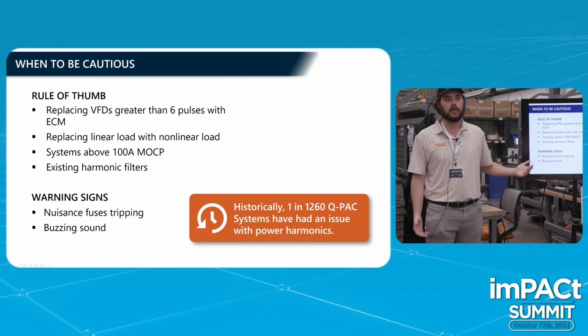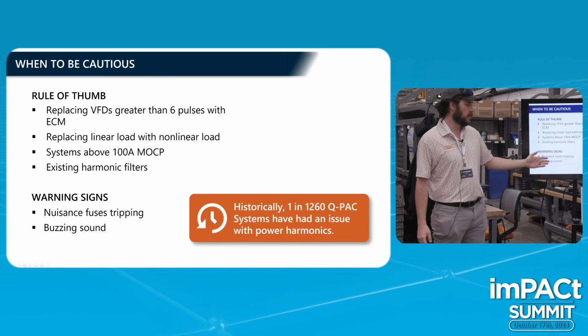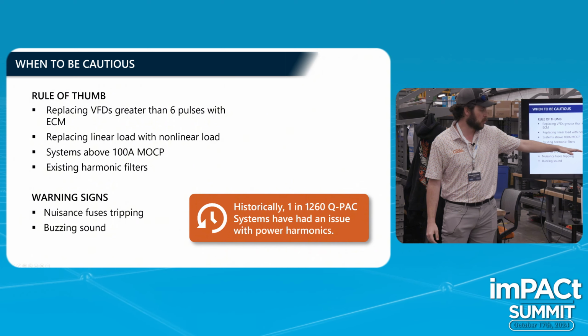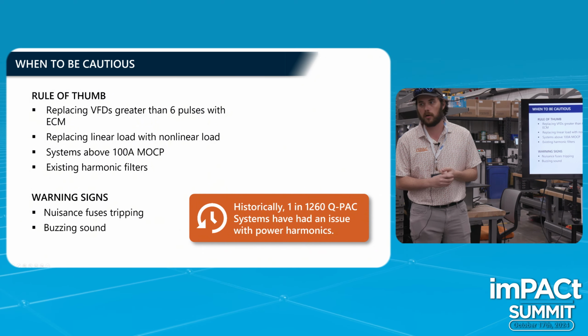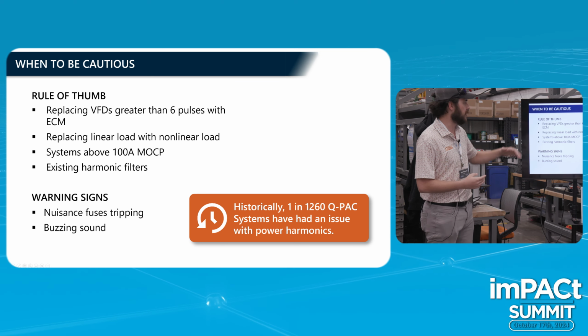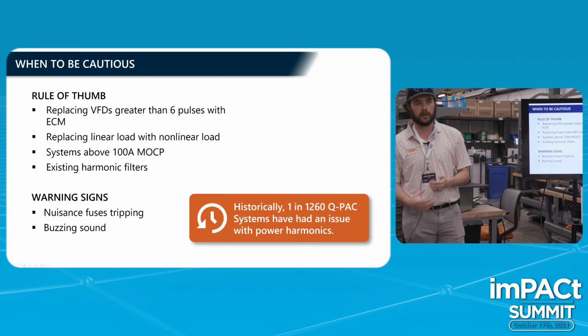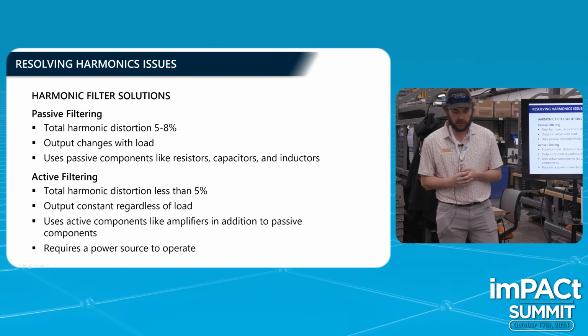There are some major concerns if they're not dealt with properly, but the good thing is usually it's not an issue. Historically, 1 in over 1,000 Q-PAC systems have had issues with harmonics. But if you do see some of these warning signs ahead of time, it's much better to be proactive about it than reactive later. So yeah, that is one of the potential solutions.